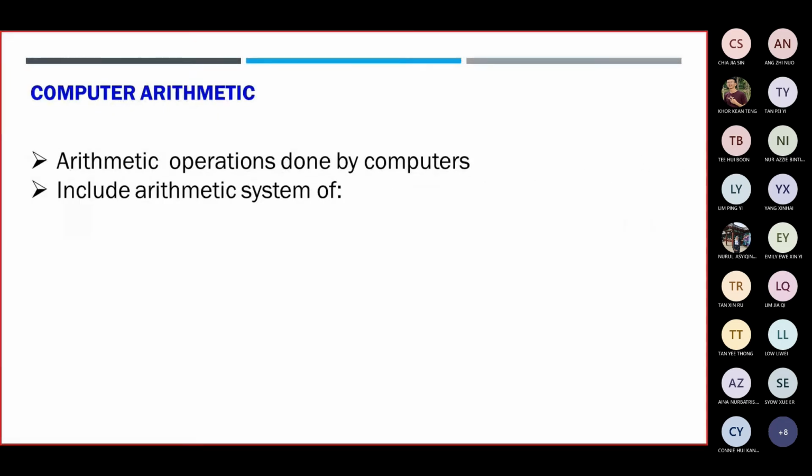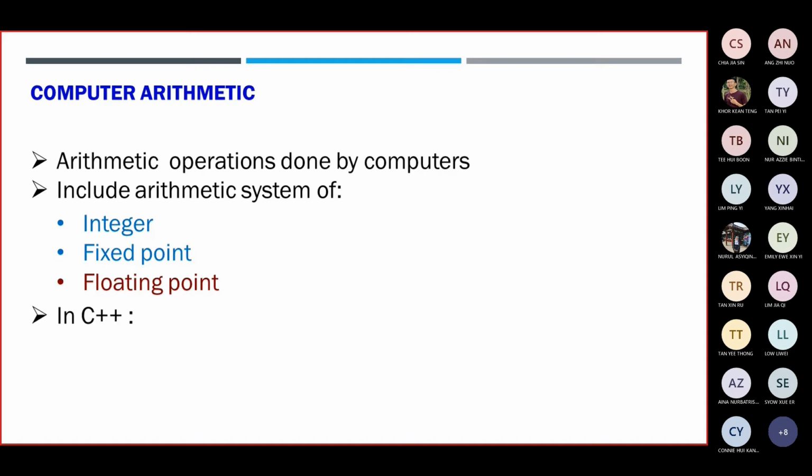Now, computer arithmetic is the arithmetic operation carried out by computers or any machines. The calculation includes arithmetic systems that can be integer or fixed point, and as well as the most important one, which we call floating point. So in this topic, we're going to discuss more on floating point, how floating point works, and how we get the solutions.